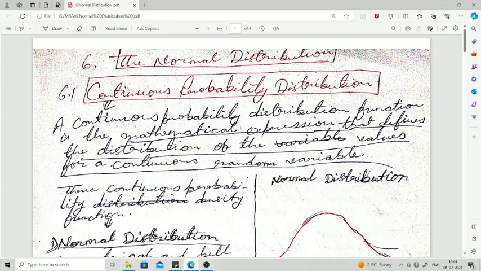So as you can see on your screen, the first topic written there is continuous probability distribution. So what this continuous probability distribution is, it is nothing but a mathematical expression that defines the distribution of, now you can see here, I'm reading from here.